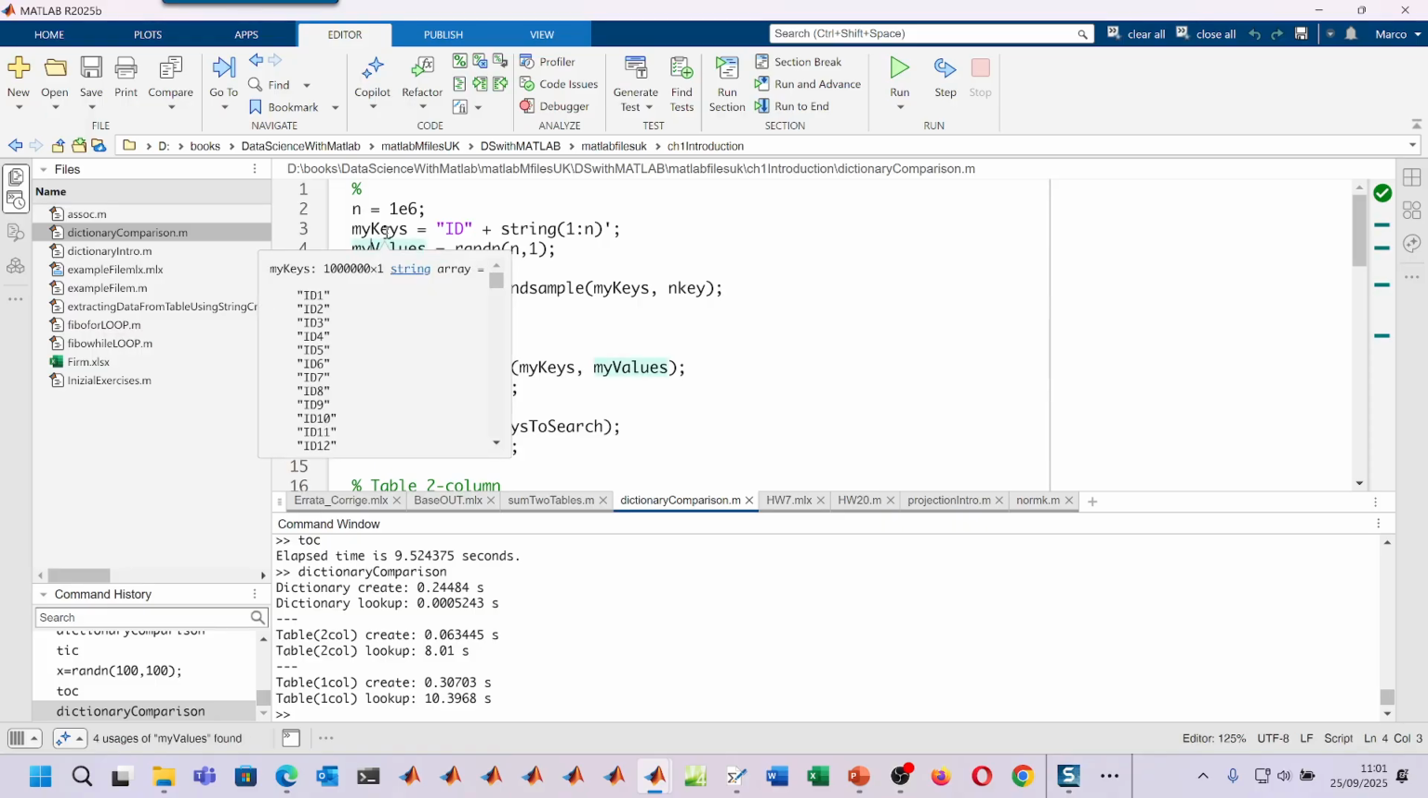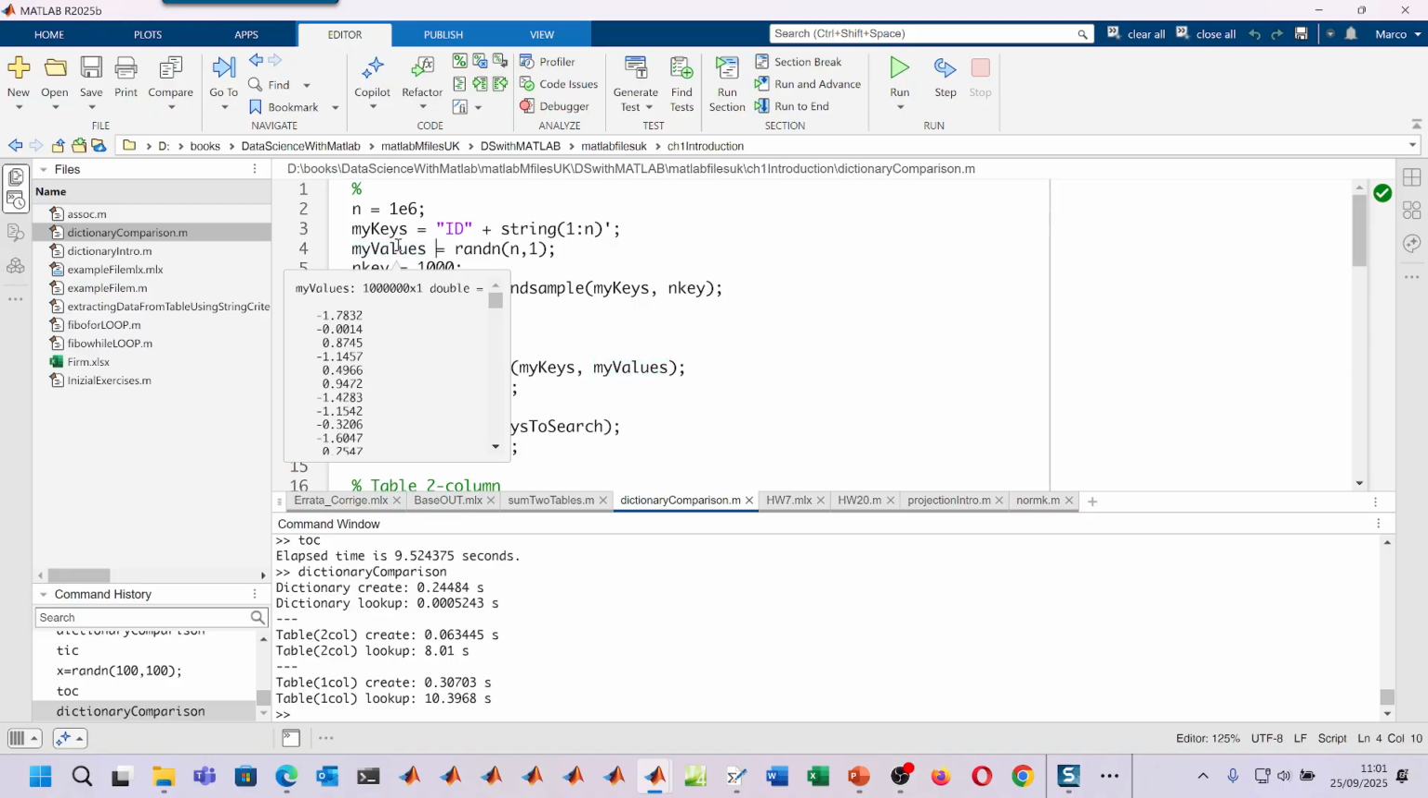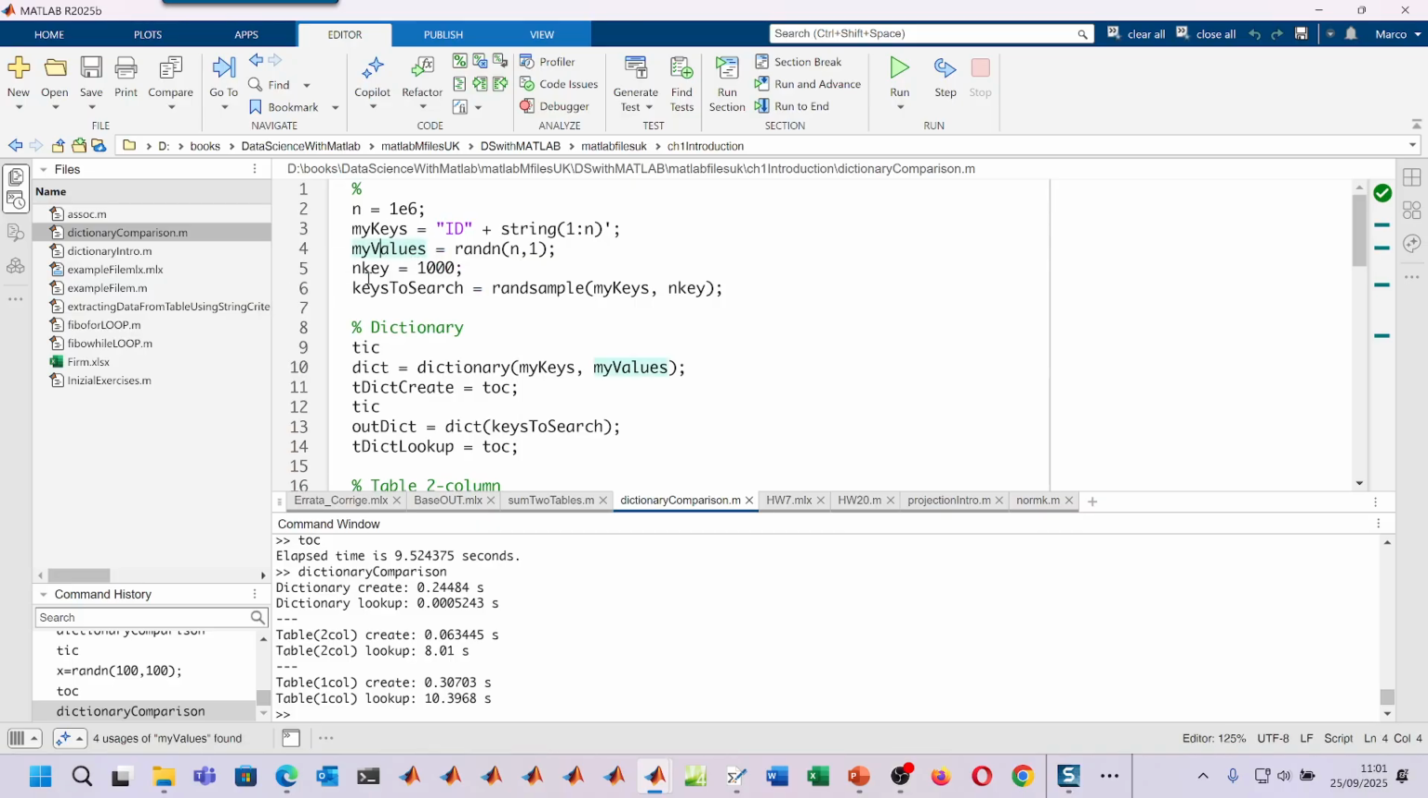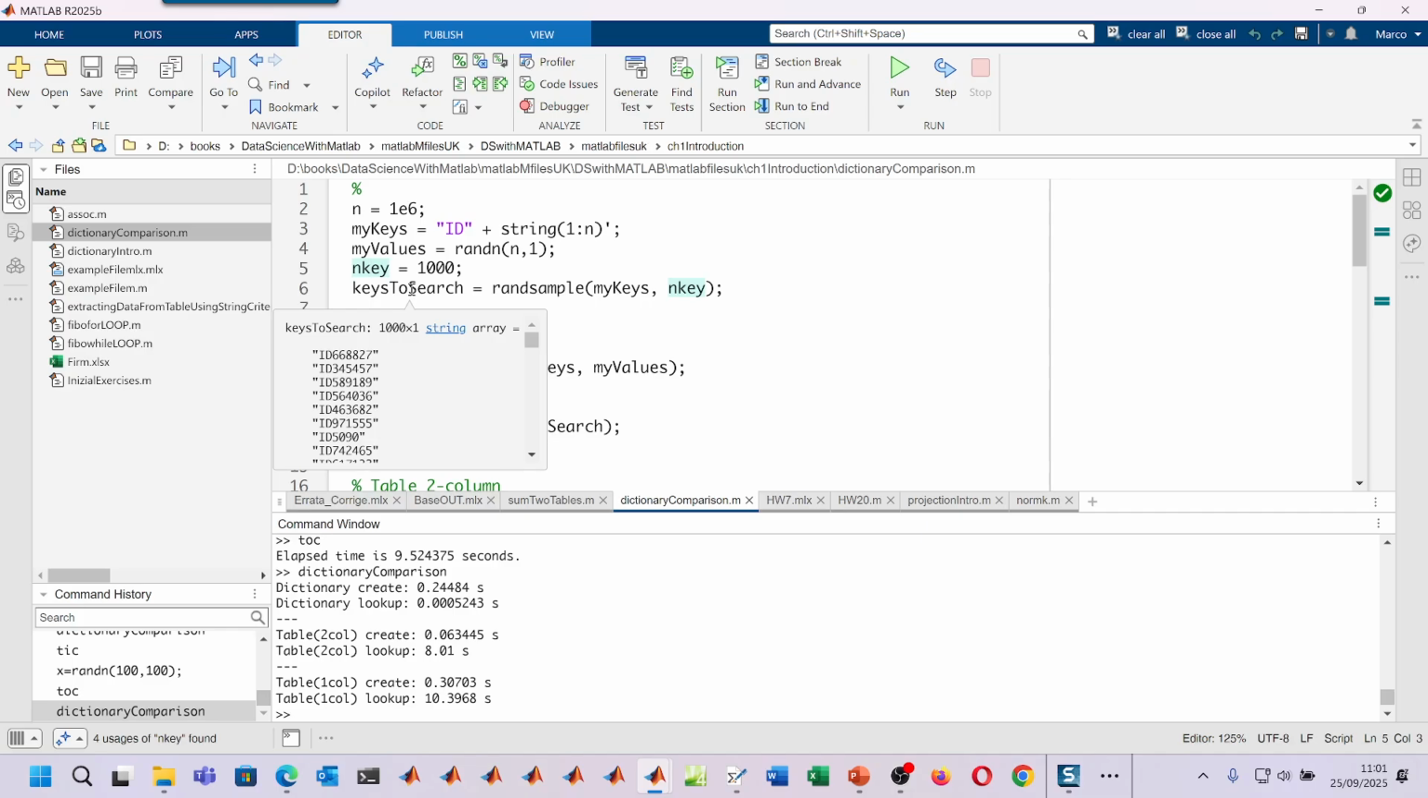And here the experiment was: I've generated 1 million keys. You see, 1 million. And then here I have 1 million values. So 1 million keys and 1 million values. Then I have to search 1,000 values inside these 1 million. So the keys to search are just a random sample from this 1 million. Now you have to see the values of these keys.